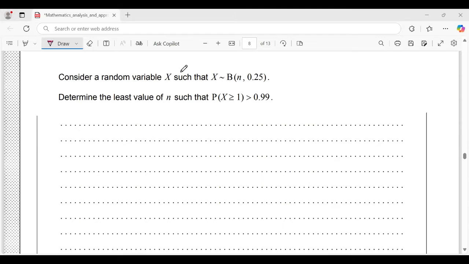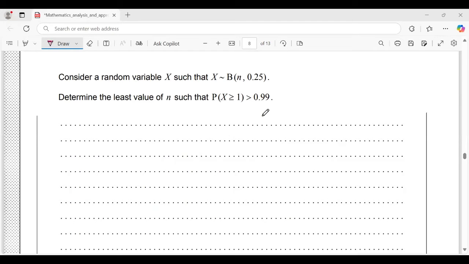Consider a random variable x such that x follows a binomial distribution of n and 0.25. Determine the least value of n such that probability x greater than or equal to 1 is greater than 0.99. Okay, this is a binomial distribution problem.